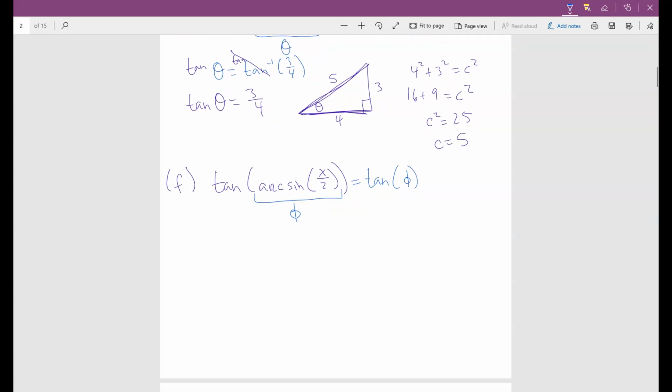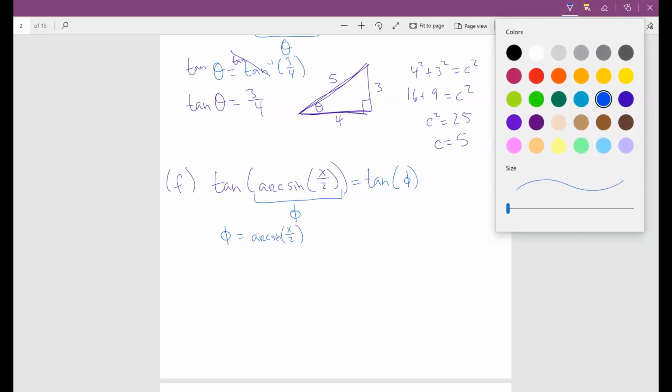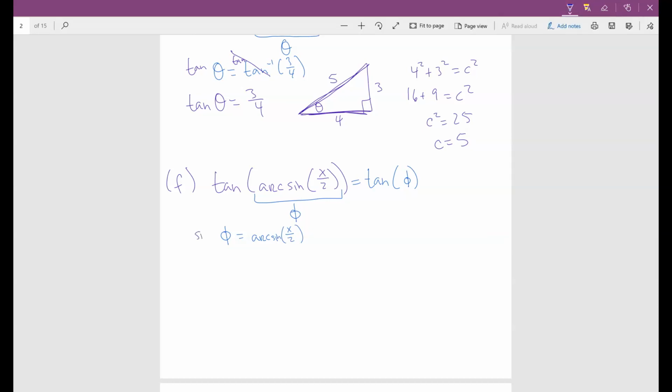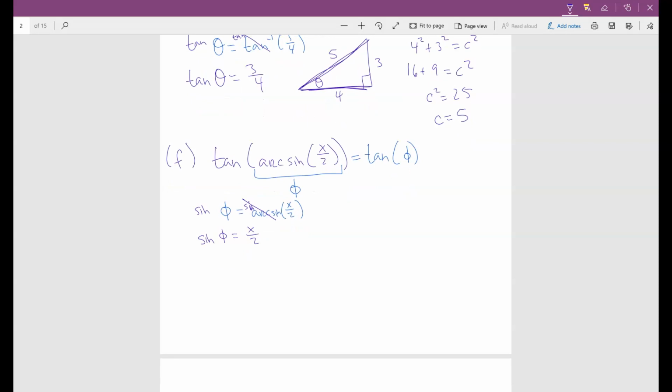So now we know that phi equals arc sine of x over 2. And now we're going to get rid of that arc sine by taking a sine to both sides. Because they're inverses, they basically cancel each other out. So we have sine phi equals x over 2. All right, and now let's go ahead and graph using a triangle. Let's use right triangle trigonometry. So here's phi. Sine is the opposite over the hypotenuse.